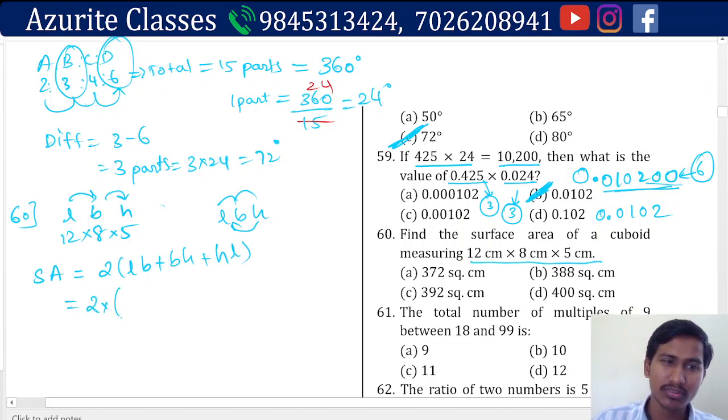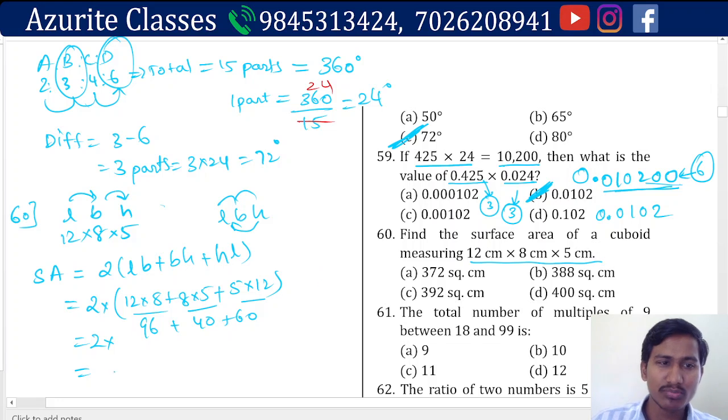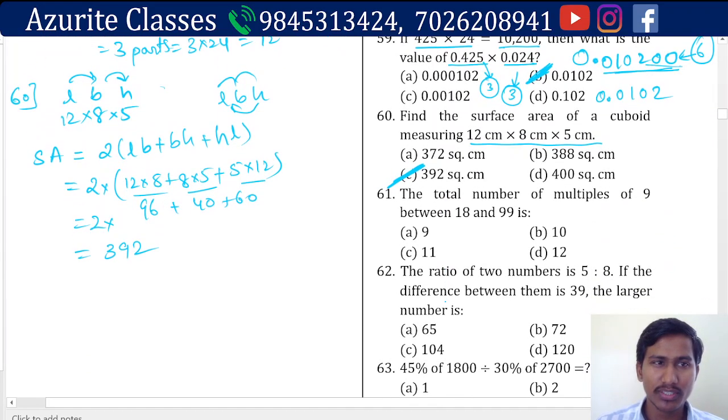So 2 times of length into breadth, that is 12 8s are, and then breadth into height 8 5s are, and then height into length 5 12s are. If you multiply, you will get the answer. 12 8s are 96, plus 40, and then plus 60. 60 plus 40 is 100, 100 plus 96 is 196. 196 2s are 392. Yes, 392 is option C, correct. That is how you have to find the surface area.